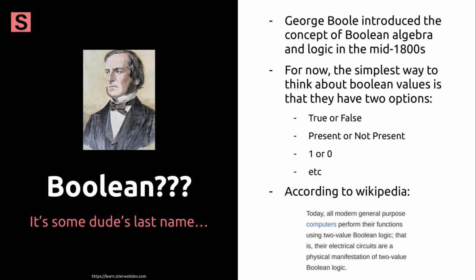Okay, since we just practiced Boolean attributes, let's take a minute to discuss the word Boolean. We're going to hear it a lot when we're learning to code. The word Boolean comes from a guy named George Boole. In the mid-1800s, he introduced the concept of Boolean algebra and logic. It's logic based on only two values, true and false, commonly written as 1 and 0. All modern computers are built on this Boolean logic.